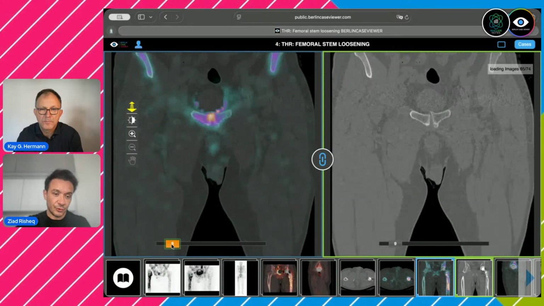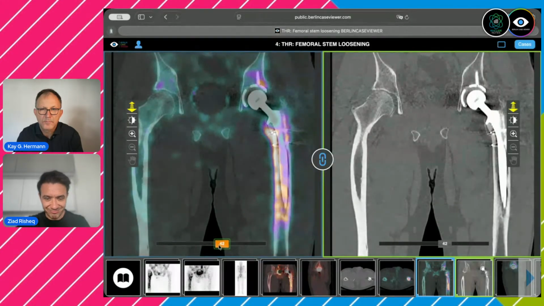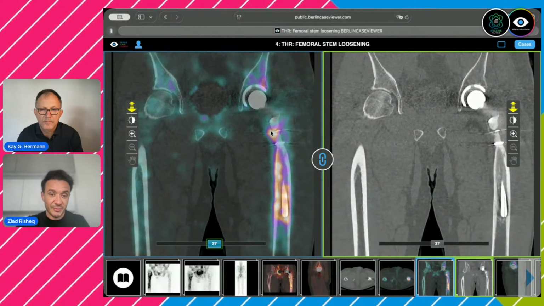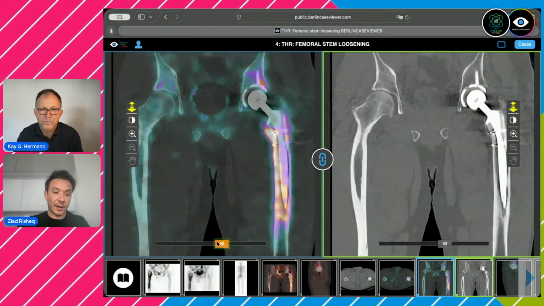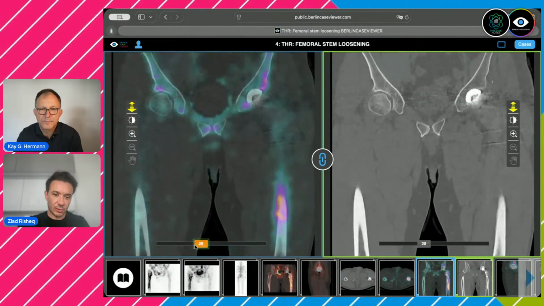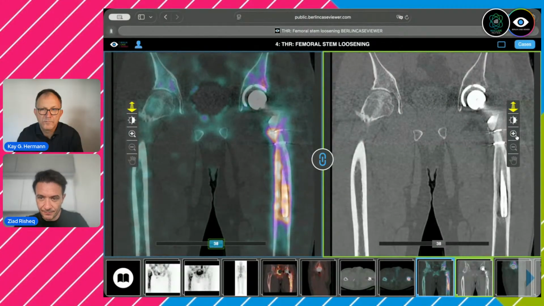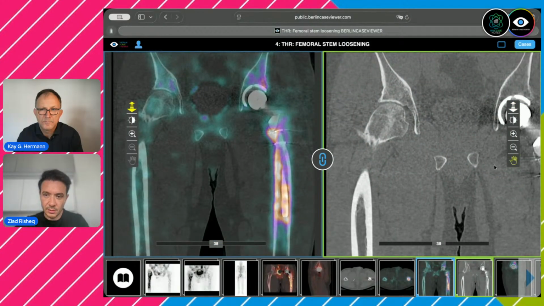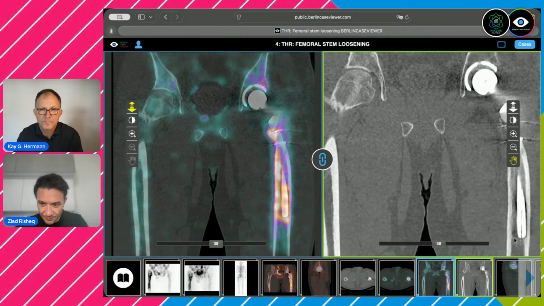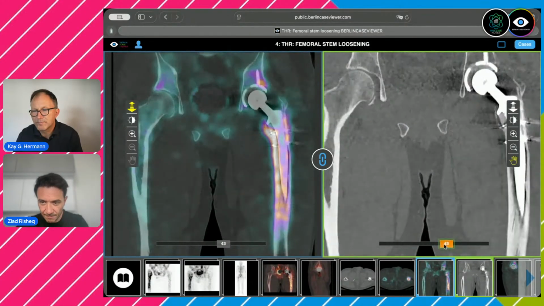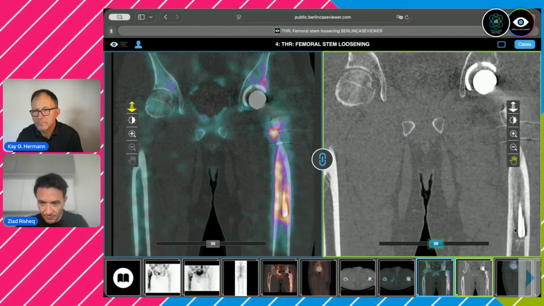Now, I did not do multiplanar reconstructions over here because I really did not need them. So you have this diffuse intense uptake around almost all the femoral zones on the coronal images. Let me zoom in. You can see this osteolysis over here. You can see this cystic sclerotic line over here. And this was more than 2 millimeters, definitely. And this is a large osteolysis over here.